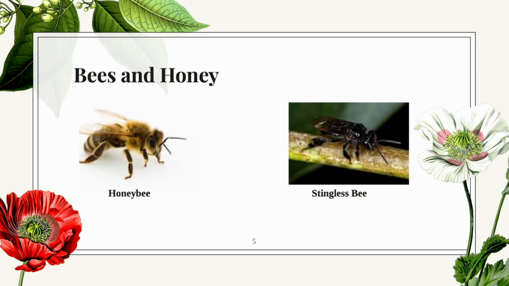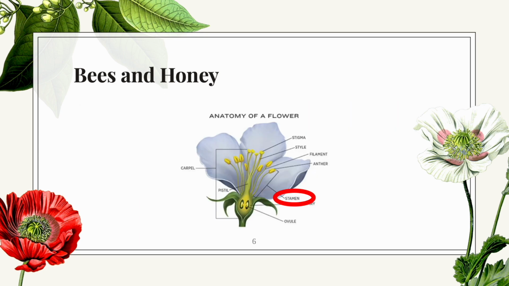Though you might think all bees make honey, they actually don't. Only honeybees and some stingless bees make honey. Bees land on the flower and collect nectar from the bottom of the stamen.